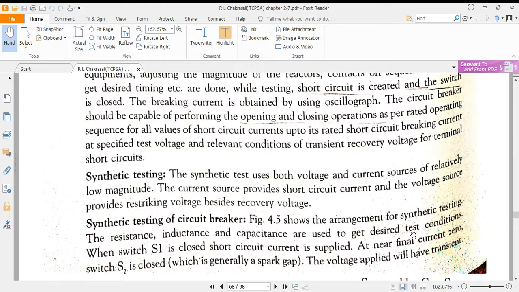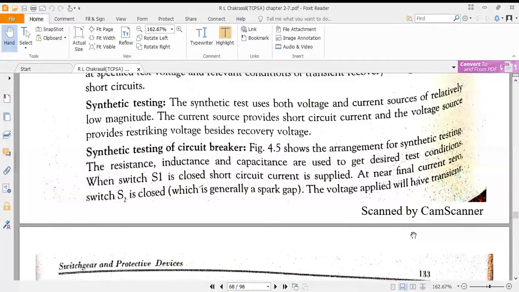There is something called synthetic testing of the circuit breaker. What is synthetic testing? Synthetic test uses both voltage and current sources of low magnitude. The current source provides short circuit current and the voltage source provides restriking voltage besides the recovery voltage. Synthetic testing. What is it?